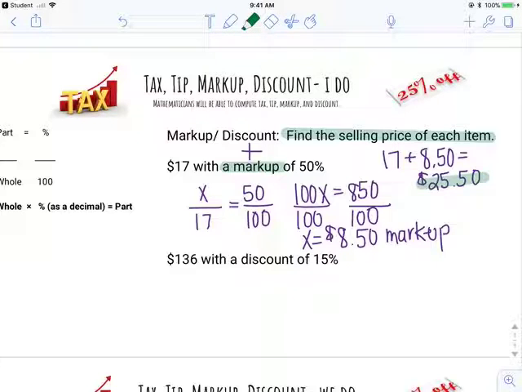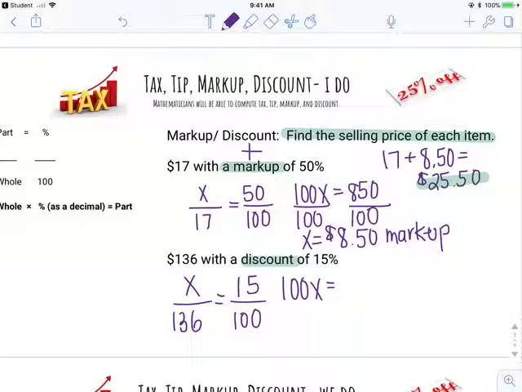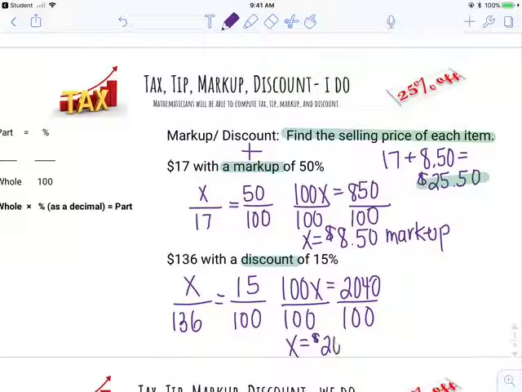Discount is the opposite. So in this second problem, we're going to take a discount and then find the selling price of the item. I'm going to do my part over my whole, the discount over what I know, equals 15%. So 15 over 100. I do 100x. I get 136 times 15 is 2,040. I divide that by 100 on both sides, and I'm going to get my discount of $20.40.